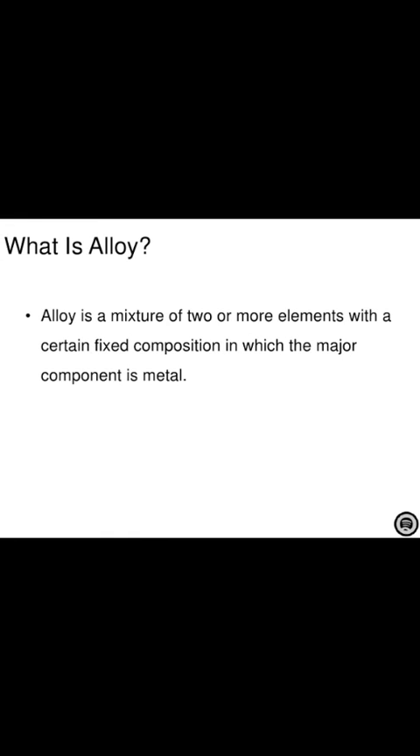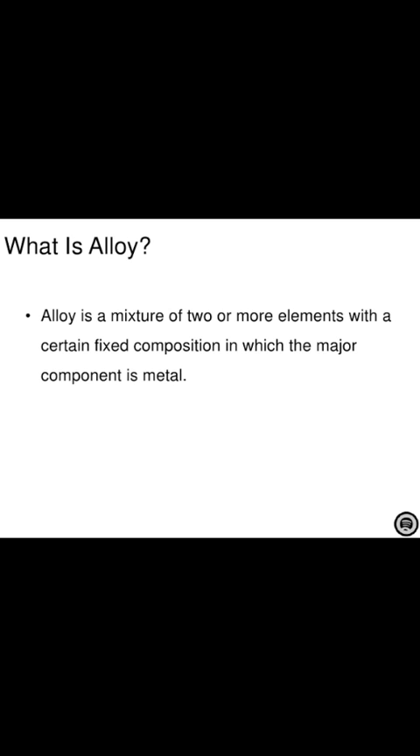Next is alloy. What is an alloy? It is a mixture of two or more metals, formed by thoroughly mixing molten metals. So how are alloys formed? By mixing two or more metals. Rarely, non-metals are also mixed with metals to produce alloys, but mostly two or more metals are mixed to form an alloy.